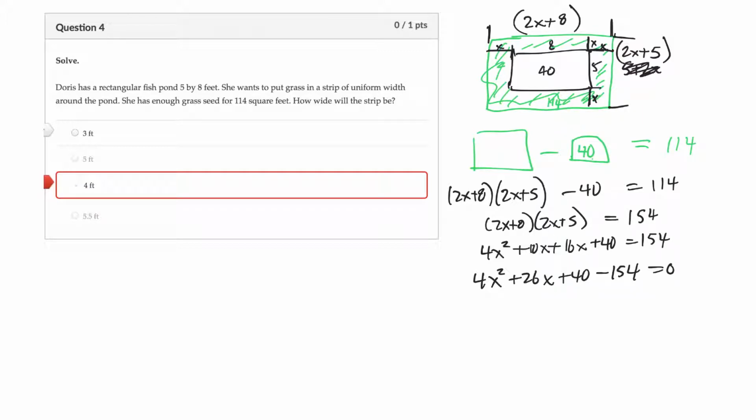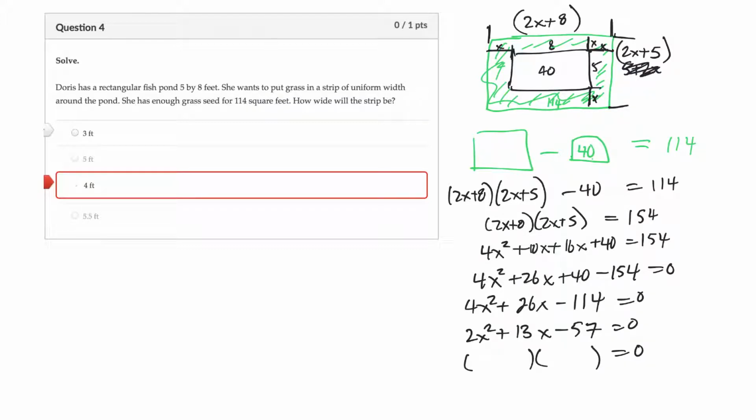If I subtract 40, take away 154, I think that's negative 114. So 4x squared plus 26x minus 114 equals 0. Everything is divisible by 2, so let's divide everything by 2. Okay, and now I need to factor this. You can do it with the AC method. I think I'm just going to guess and check.